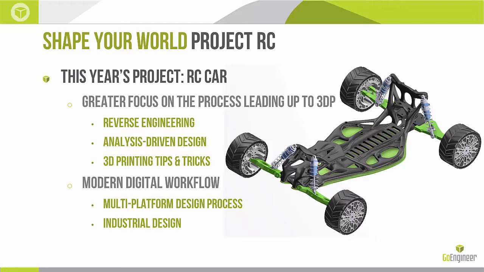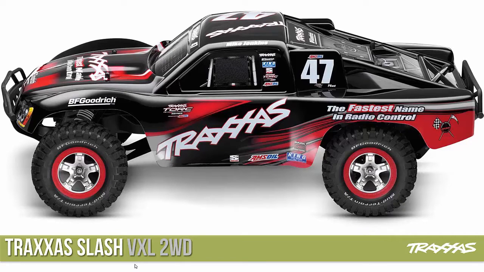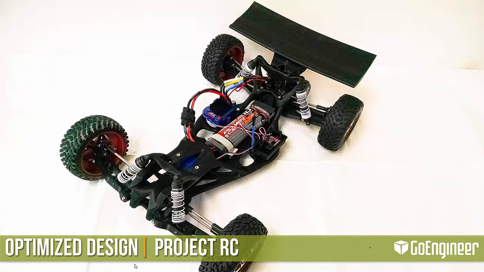So we used a multi-platform design process, and we even threw in a little bit of industrial design. So we started off with the Traxxas Slash, and we finished up with our own GoEngineer design. It was a unibody design that was using the topology optimization. It was able to give us a very strong structural shape while minimizing our material and our manufacturing process.